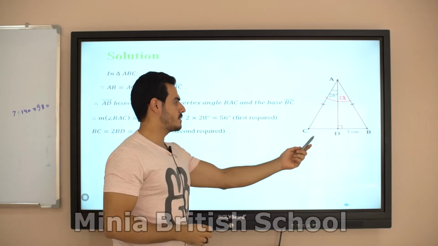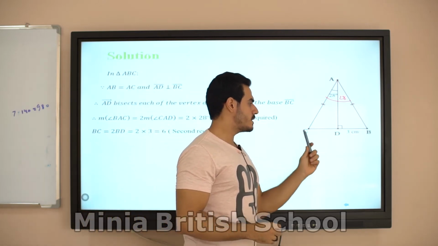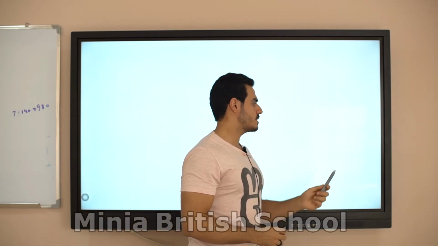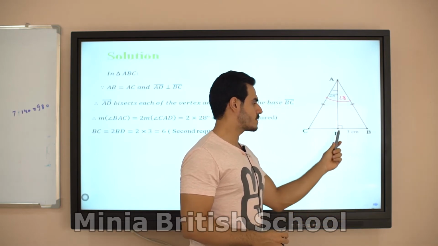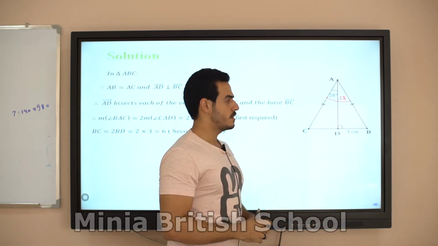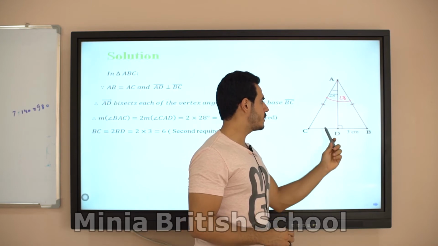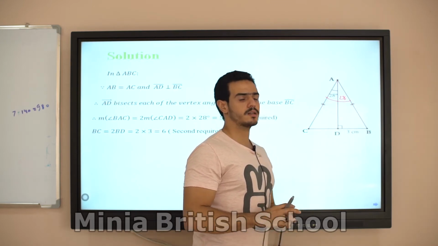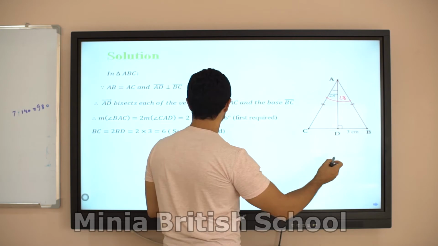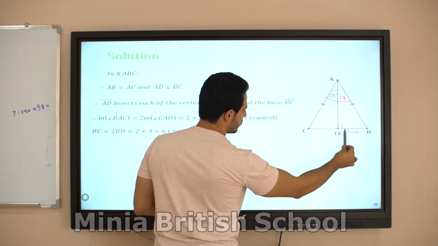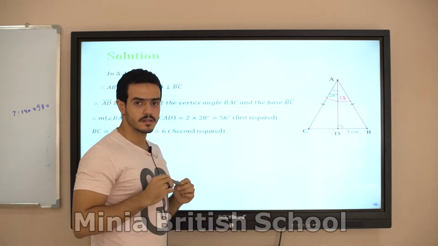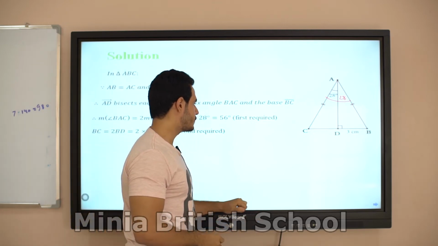Let's find DC. DC equals BD equals 3 centimeters, because D is midpoint of BC, because AD is perpendicular from vertex in isosceles triangle. So BC equals 3 plus 3 equals 6 centimeters. Okay?